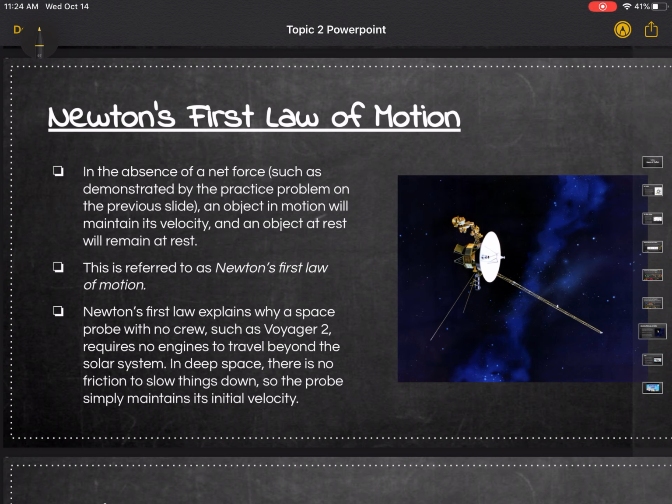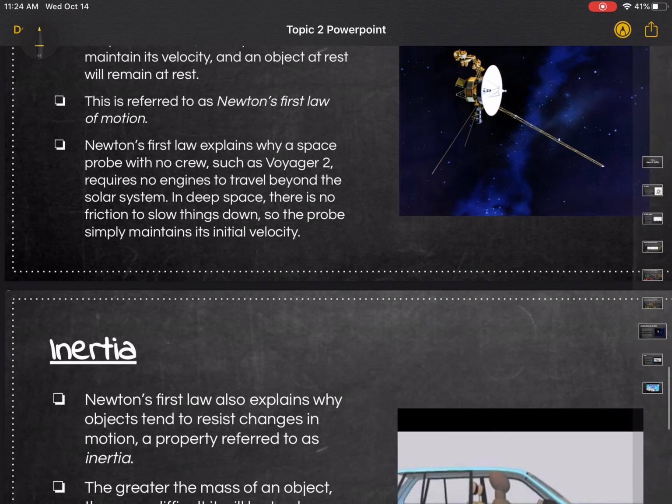Okay? So this is referred to as Newton's first law of motion, and Newton's first law explains why a space probe with no crew, such as Voyager 2, requires no engines to travel beyond the solar system. In deep space, there's no friction to slow things down, so the probe simply maintains its initial velocity. So in space, in a vacuum, in something that isn't going to have any sort of air resistance or friction, you're going to have something stay in motion.